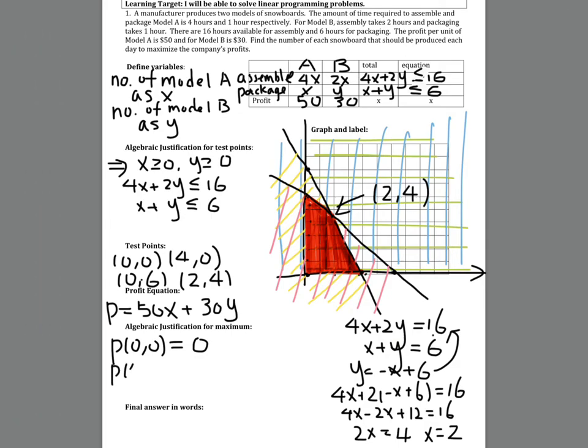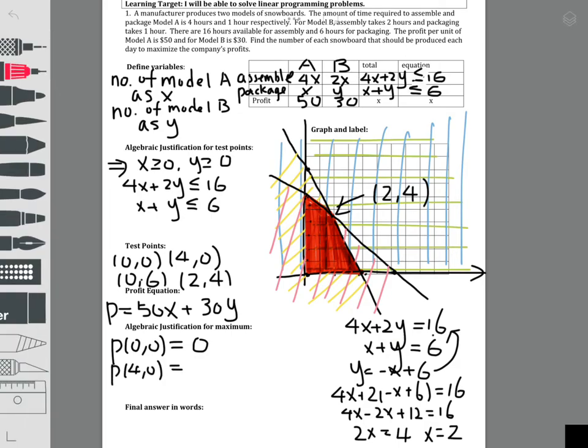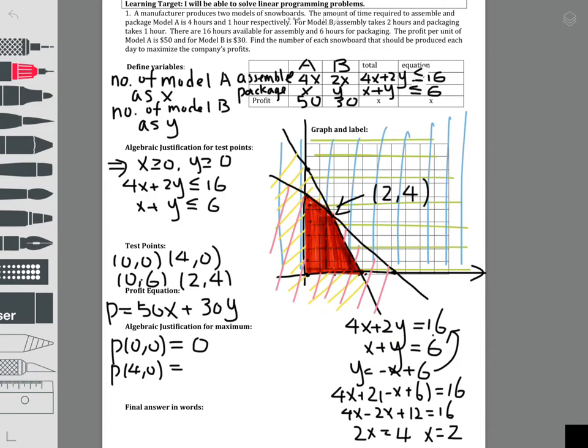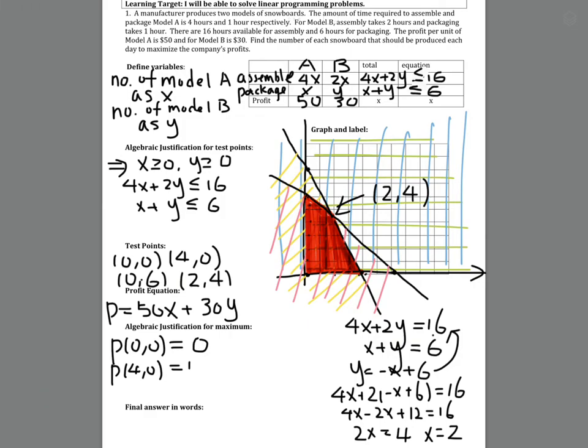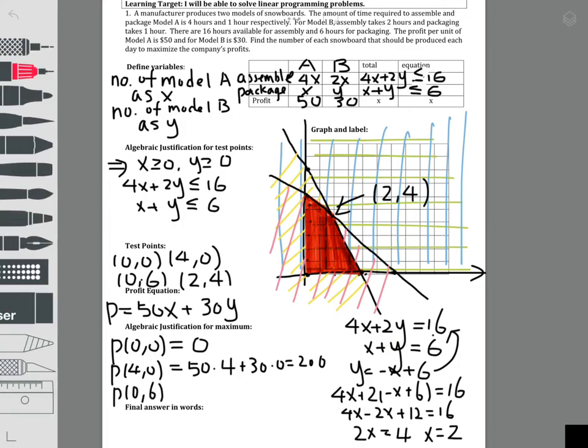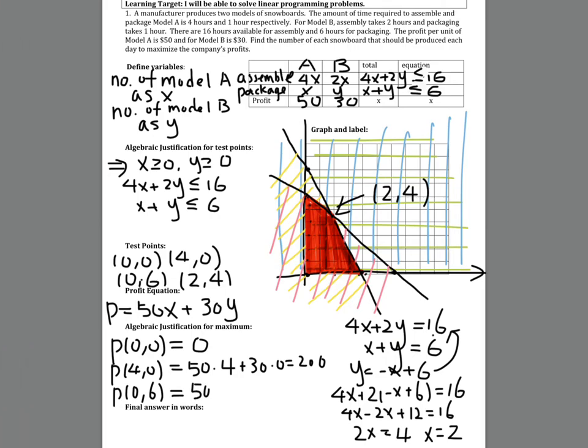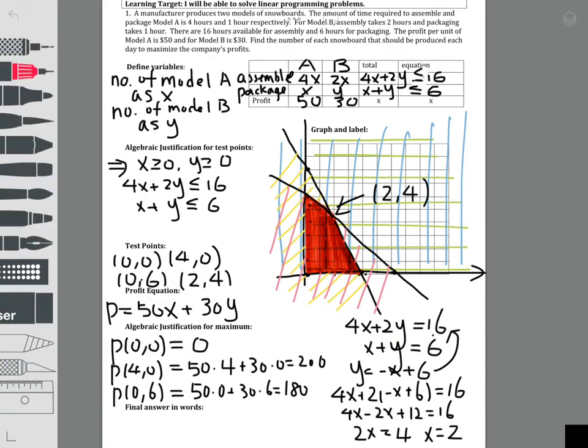Followed by the second one, we have 4, 0. So if they make model A 4 units, if they make 0 model B, how much would they make? So 50 times 4 plus 30 times 0 equals 200, followed by P of 0, 6. So this time if they make 0 model A and then 6, so they spend all the time making model B, how much would they make? So 50 times 0 plus 30 times 6, so that's 120. 180, I'm sorry, 30 times 6, that's 180.